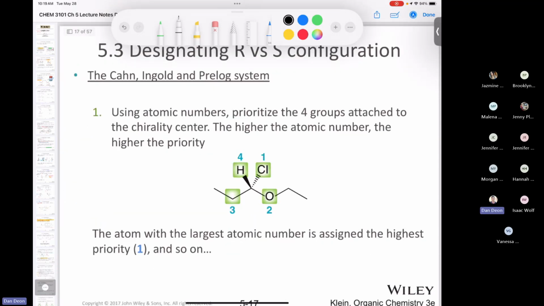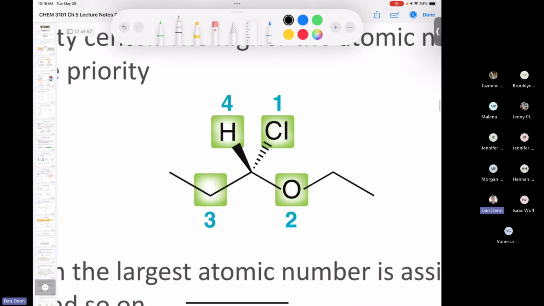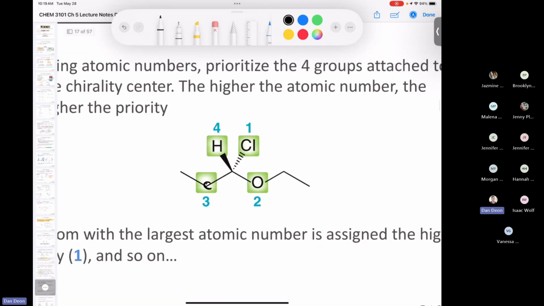So here the lowest priority group, which is the hydrogen, is coming towards us, so we're going to reverse whatever the stereochemical configuration is. Okay, so if we look at the groups, chlorine has the highest atomic number. Oxygen has the second highest atomic number. Carbon has the third highest, and hydrogen has the lowest. So we go from, what were the rules? We go from 1 to 2 to 3.